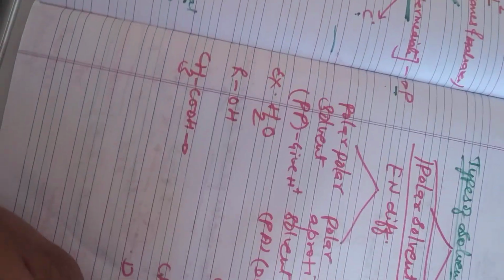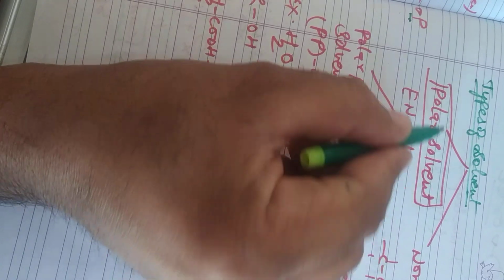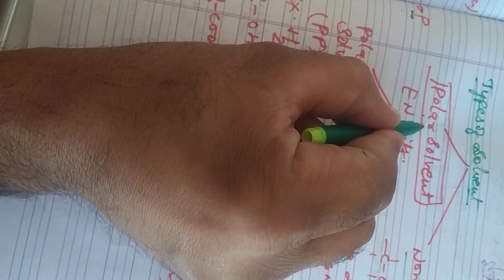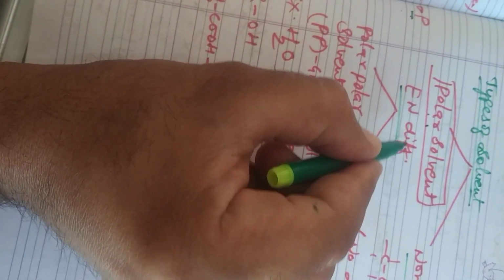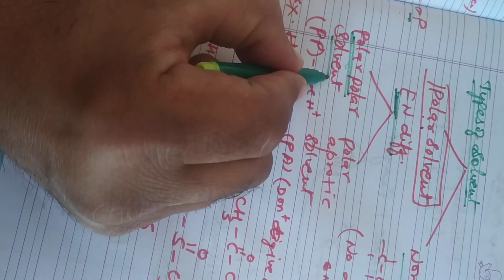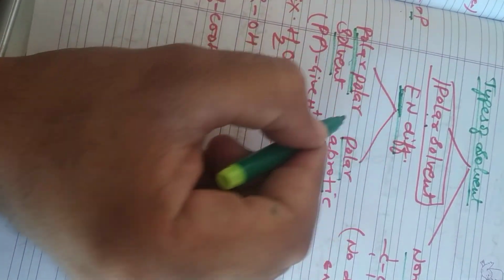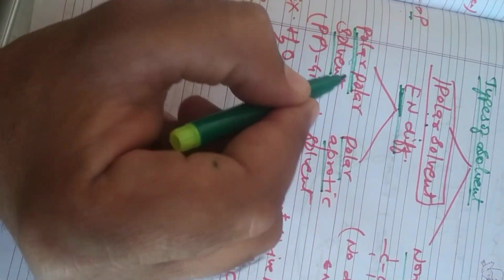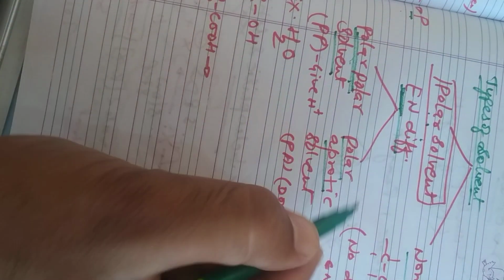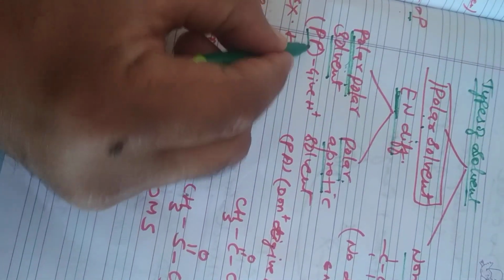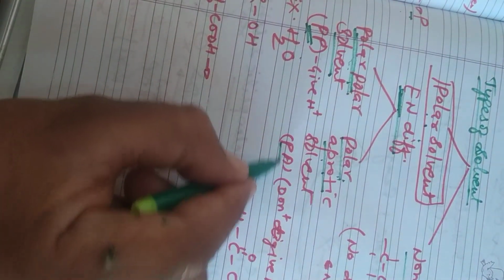There are two types of solvents: polar solvent and non-polar solvent. Polar solvent is the substance in which atoms have a difference in their electronegativity. Polar solvents are further of two types: polar protic and polar aprotic. Polar protic solvents are symbolized PP and polar aprotic PA.